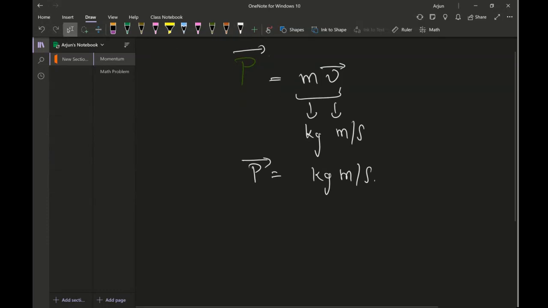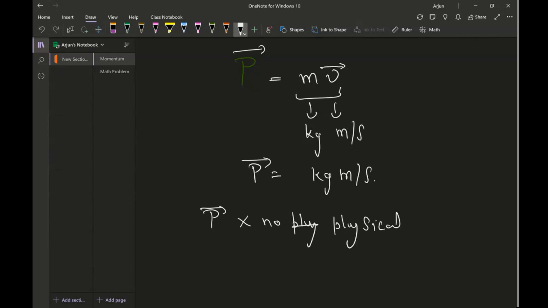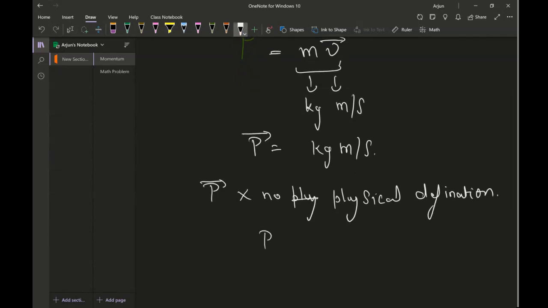Now, if I look into the physical definition of momentum, momentum has no physical definition. It has only a mathematical definition, which is mass times velocity.